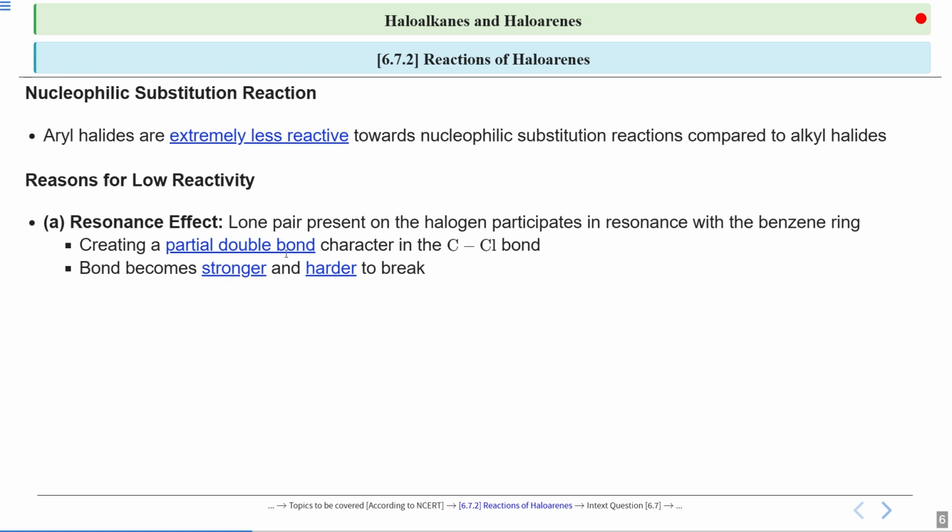Still it is a partial double bond character, but compared to a single bond, due to the partial double bond character acquired by the carbon chlorine bond, the bond becomes stronger and harder to break. Now, if you want the nucleophile to attack the carbon holding the chlorine, the chlorine should be removed from there, but due to this resonance effect the carbon chlorine bond becomes stronger and is very hard to break.